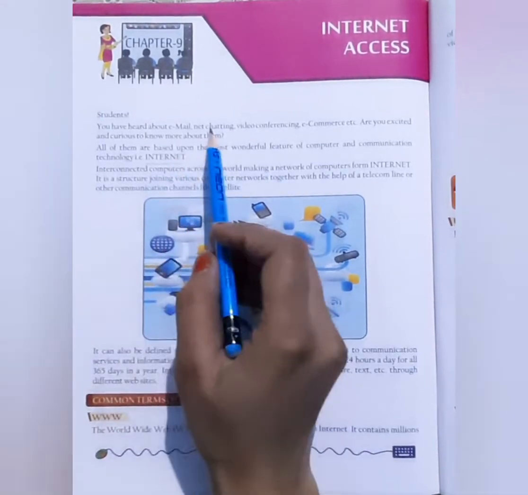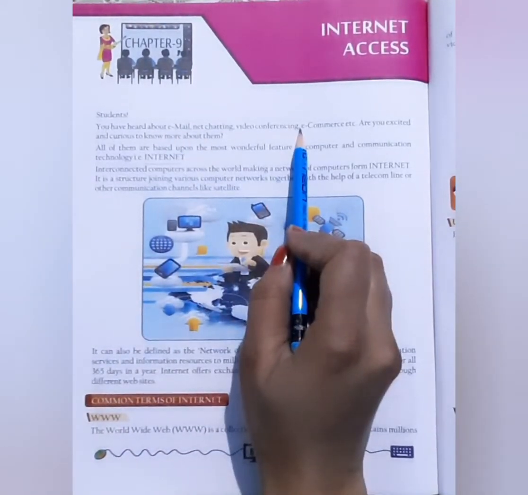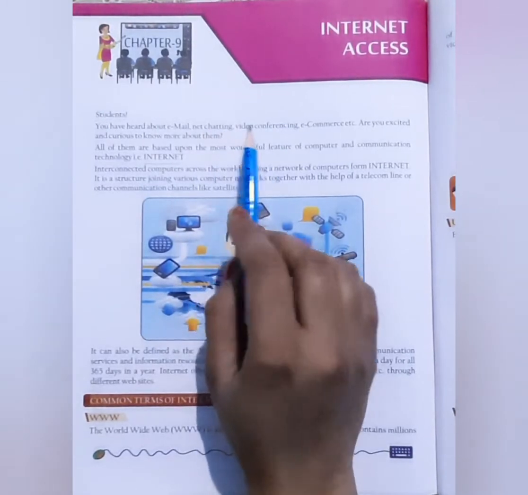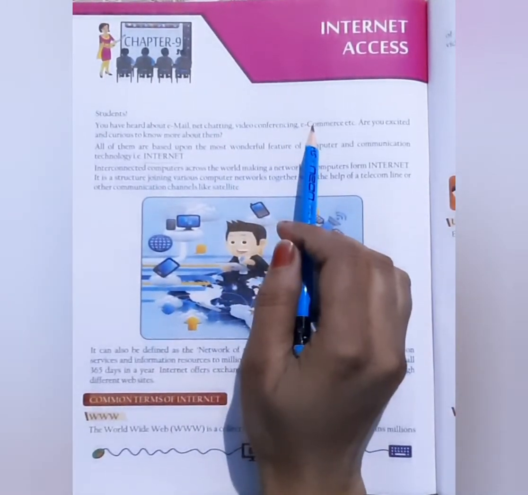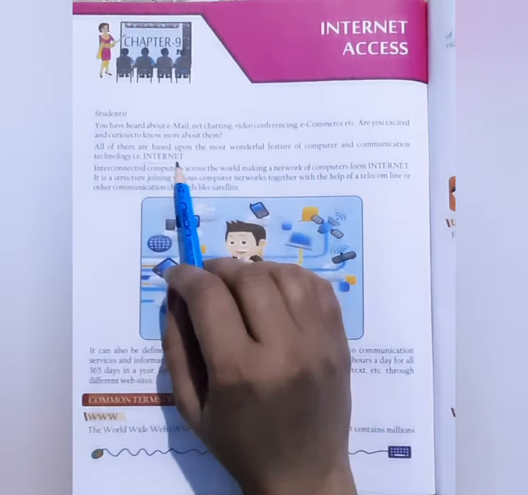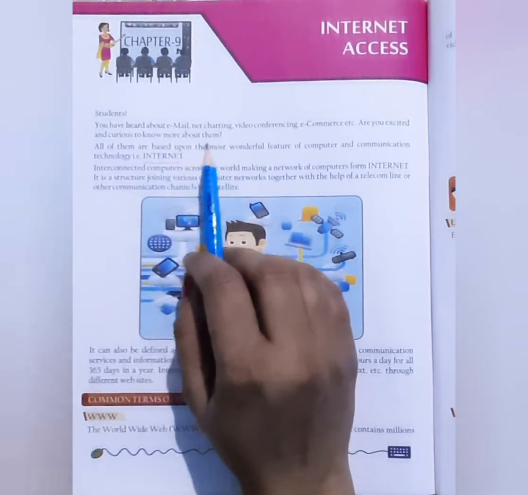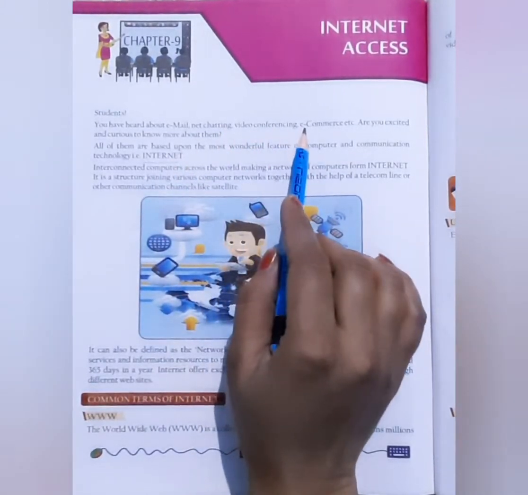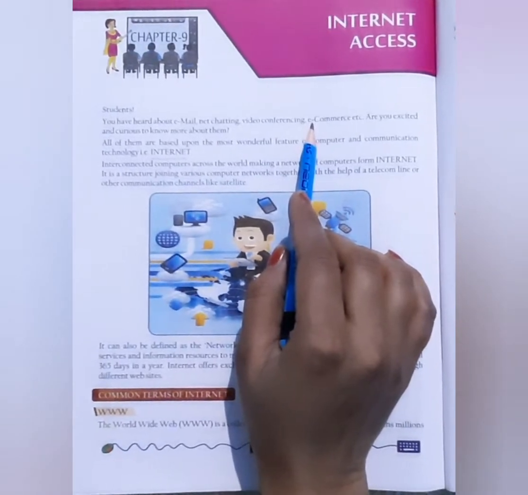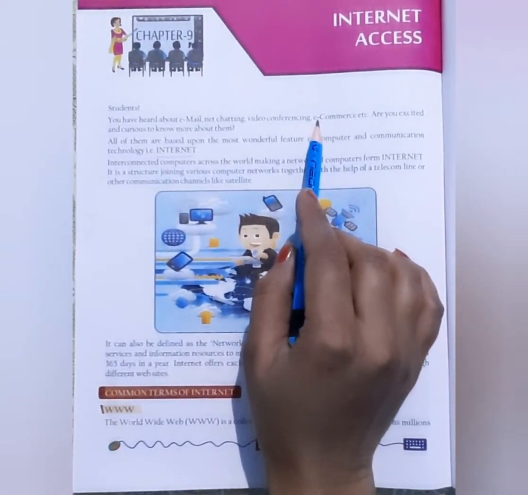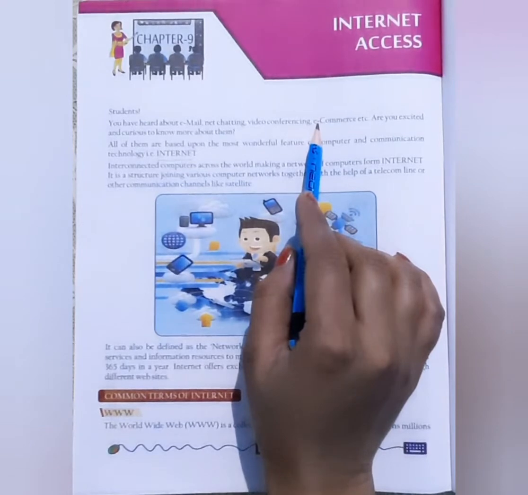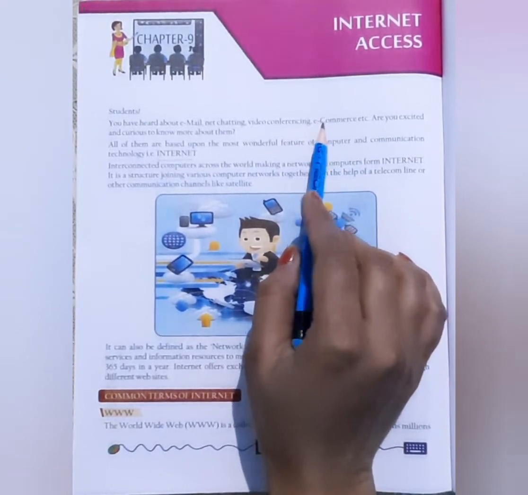So children, you can use all these facilities like email, net chatting, video conferencing or e-commerce with the help of internet. This will help you to perform all these activities. Like right now you are watching the video on YouTube. So you are using your internet to watch videos.